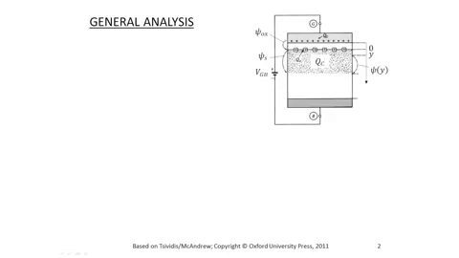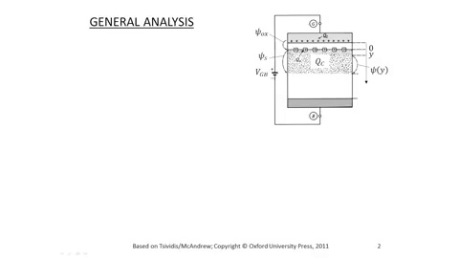Here is the structure we have been discussing, the general MOS structure with the general voltage VGB. The surface potential between surface and bulk is Psi s, the oxide potential is Psi ox, and at any point y, the potential between that point and the bulk is Psi of y.